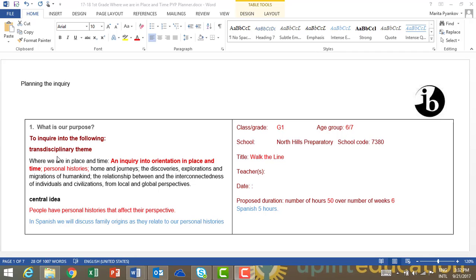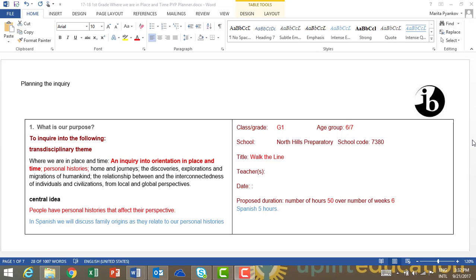The central idea that first grade is working on with their classroom teacher is people have personal histories that affect their perspective. I have chosen to collaborate with a classroom teacher, so I have written how we will connect to the central idea in Spanish below the central idea. Everything that I've added is in blue on this, and the red is from the classroom teacher. So I added, in Spanish we will discuss family origins as they relate to our personal histories.